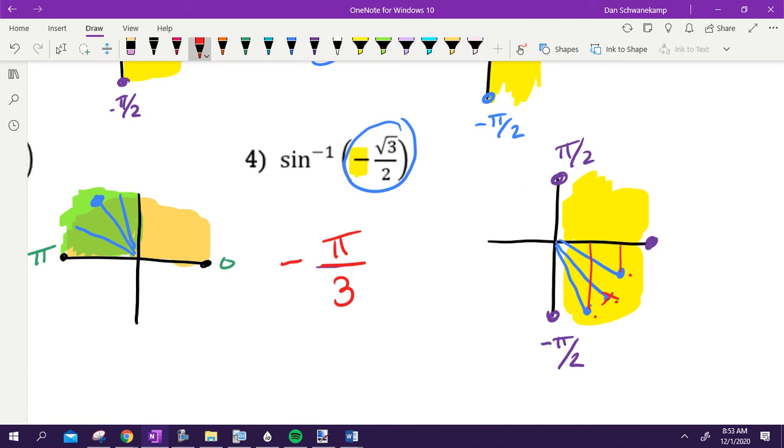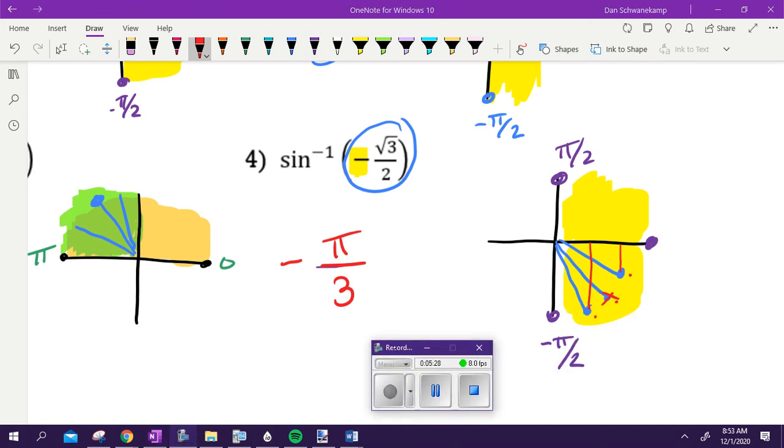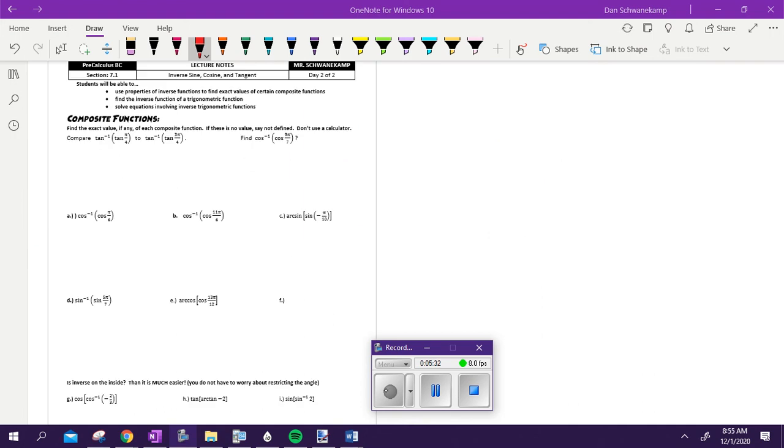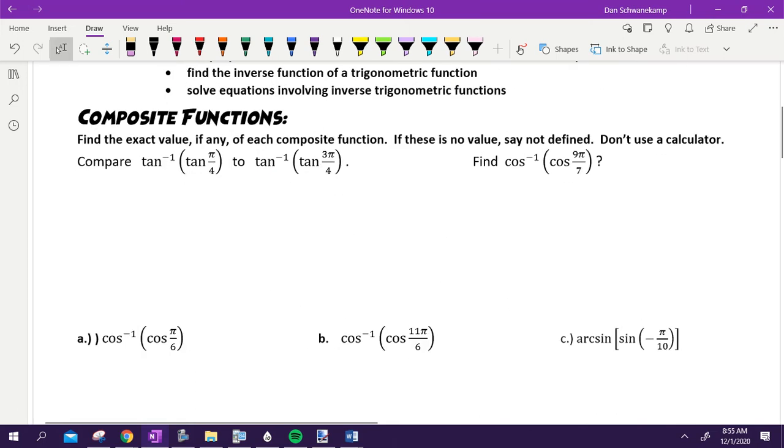Questions with inverse sine or inverse trig in general. Those are the basics. Today we're going to the non-basic. We're going to some composite functions. We'll make sense of those as we get going. So today our main focus is going to be composite functions, and we're going to do some inverse and some solving. But composite functions is the trickiest part of the day. The rest of it's pretty easy.